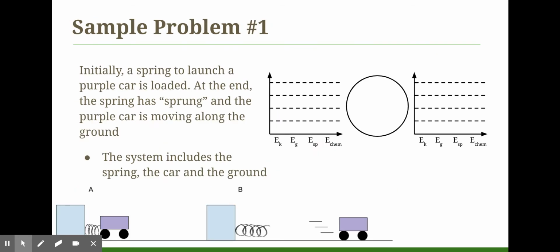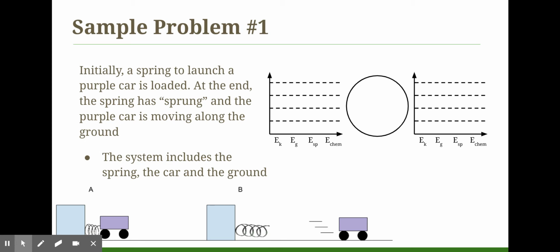So now we'll get to see what that looks like in action. Here we have a car, and it tells us a spring is being used to launch a car, and then at the end the spring has sprung and the purple car is moving along the ground. So our system includes the spring, the car, and the ground. Remember the system, we write that in the O.